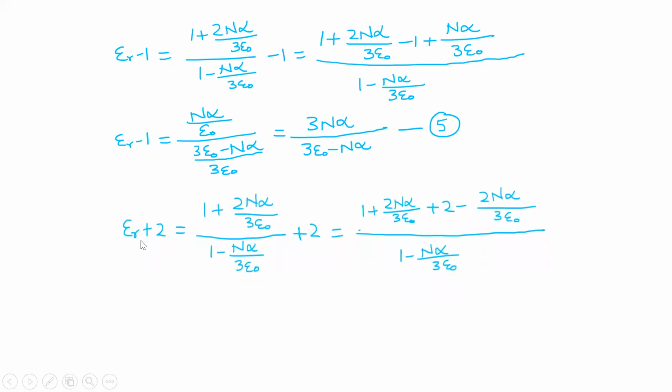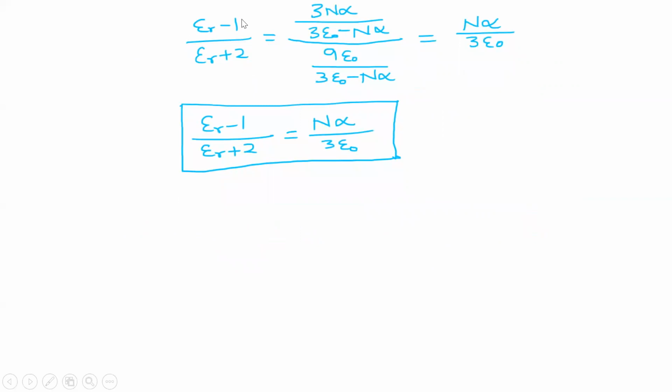Now here, we can also calculate epsilon naught r plus 2, that is, adding plus 2 to this epsilon naught r term, and that will result in this equation when we do the calculations. So it's just simple maths here. Then when we divide epsilon naught r minus 1 by epsilon naught r plus 2, we get n alpha by 3 epsilon naught. So this is the Clausius-Mossotti relationship.